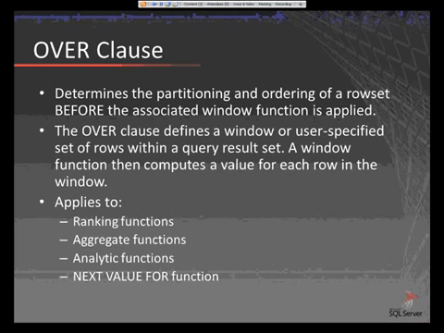So the OVER clause started out with ROW_NUMBER in 2005. They haven't really done any improvement with that. In 2008 and R2, no new functionality was added. But with 2012, there's some huge, huge changes to what we can do with the OVER clause. So now we can do more than just partitioning and ordering.